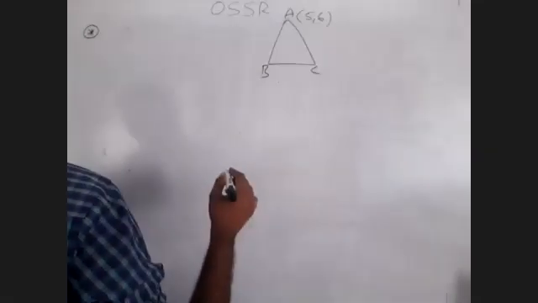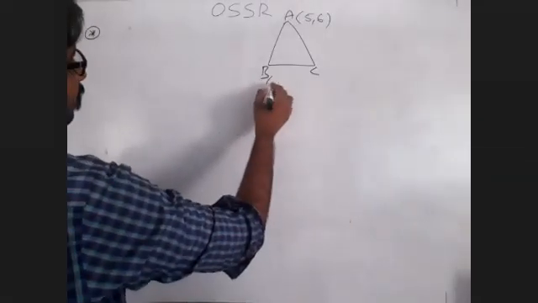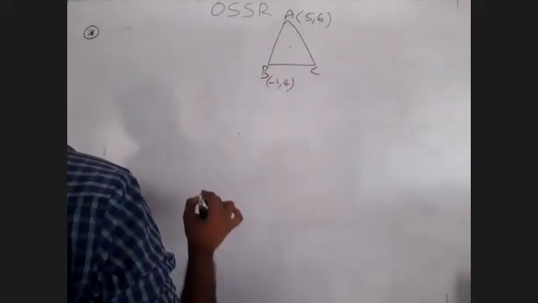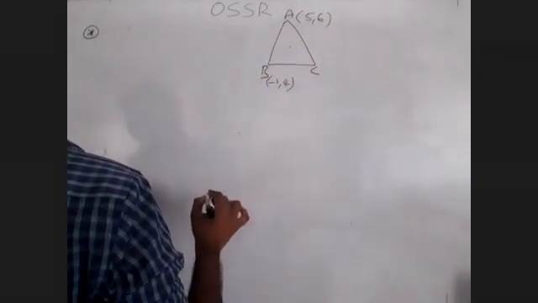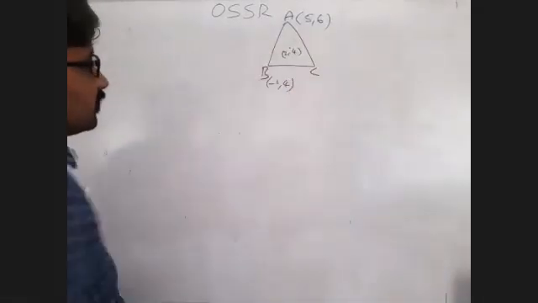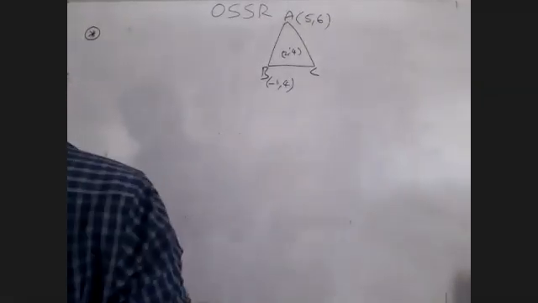A is (5, 6) and B is (-1, 4) and C is not given, but the centroid is given. The centroid is (2, 4). Centroid is given as (2, 4) and he is asking what?